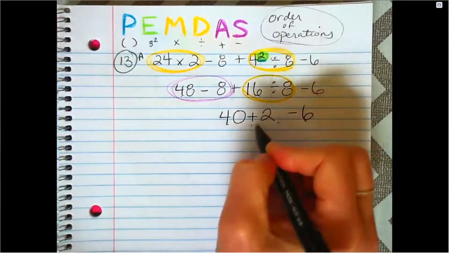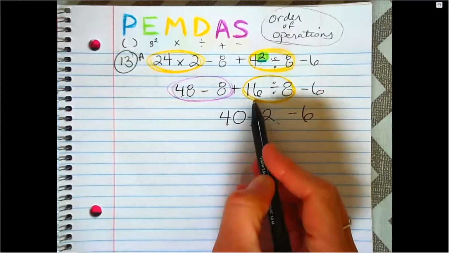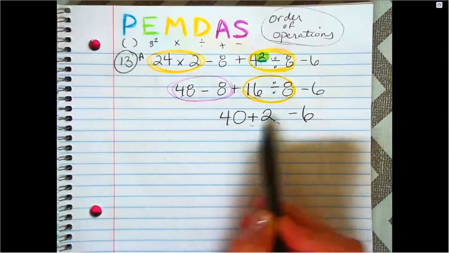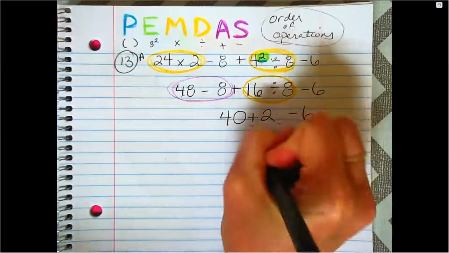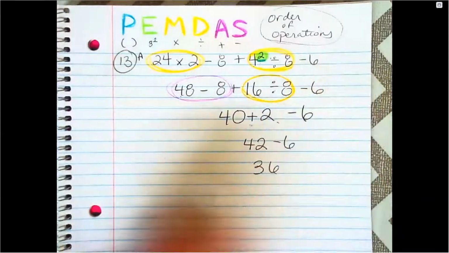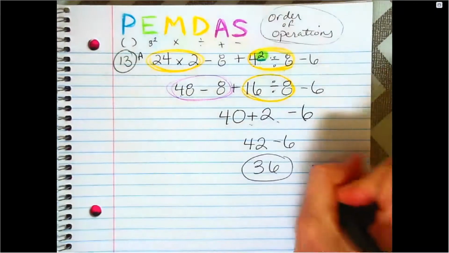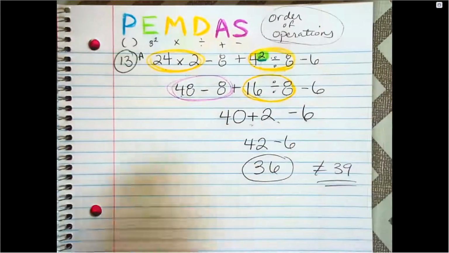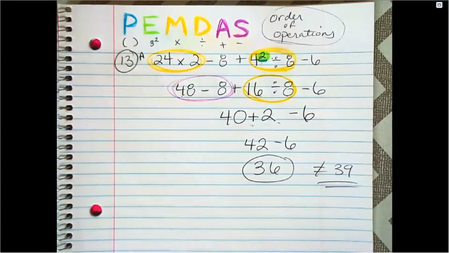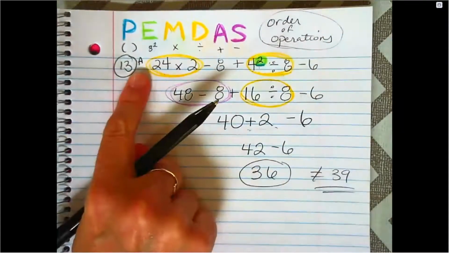And it's going to be a positive 2. The sign here is going to follow the sign of this operation. So if for some reason this was negative, then this would change. 40 plus 2 minus 6. So 40 plus 2 is 42 minus 6 would be 36. Right? That is not 39, which is what I'm trying to figure out. Okay? That's example 1.